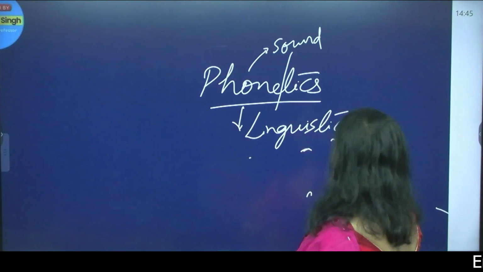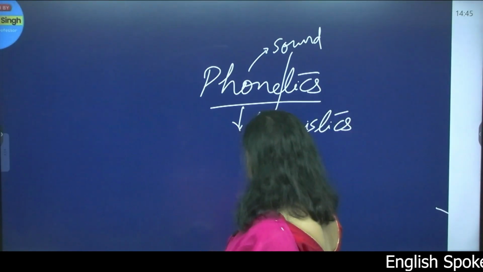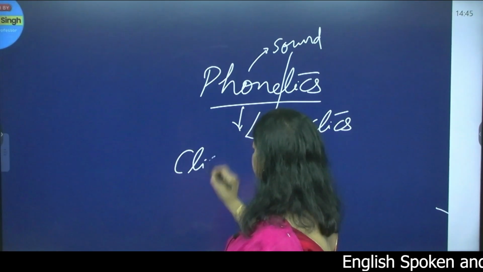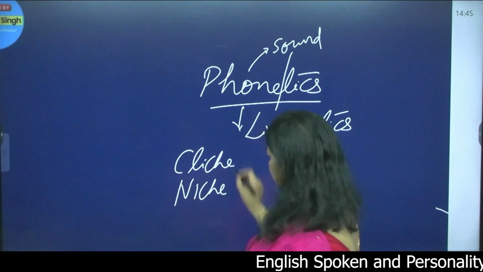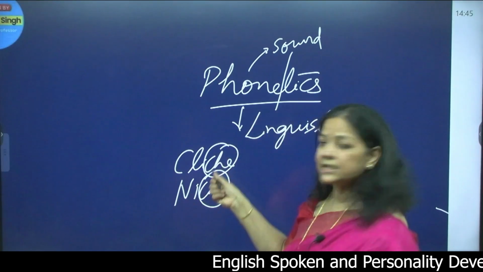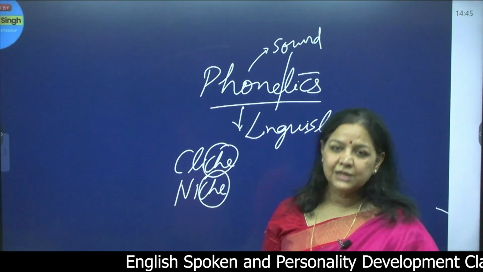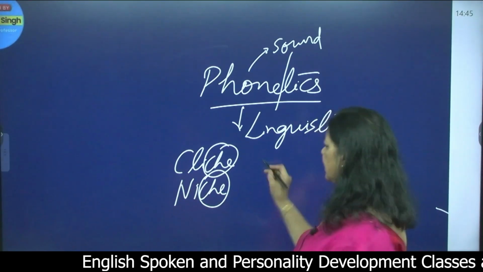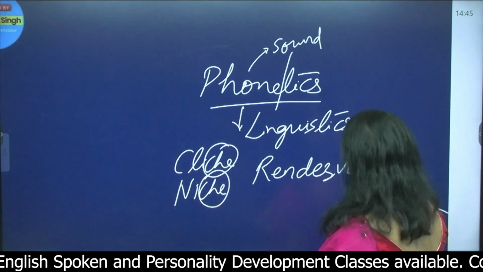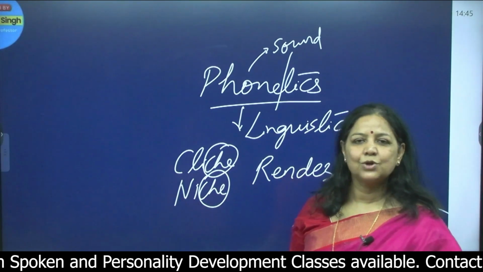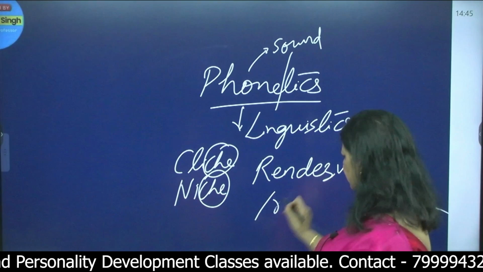For example, some of the words like cliche, right, like niche. In both the words here, CH is pronounced differently: in cliche it is pronounced as /sh/, and in niche it is different. Again confusion, right? Very much important. Take rendezvous: its sound is not as it is written, it is pronounced differently from how it is written.